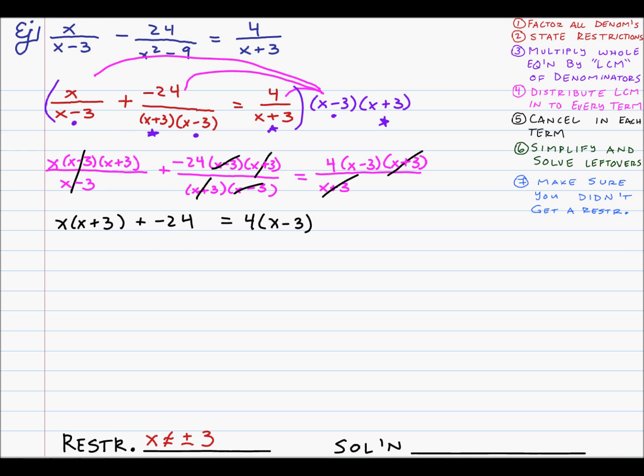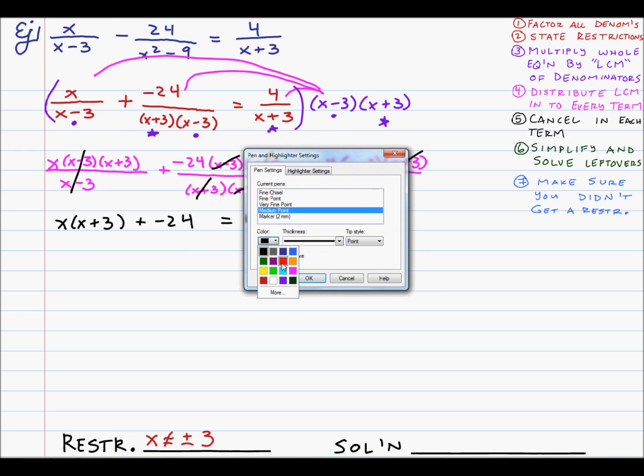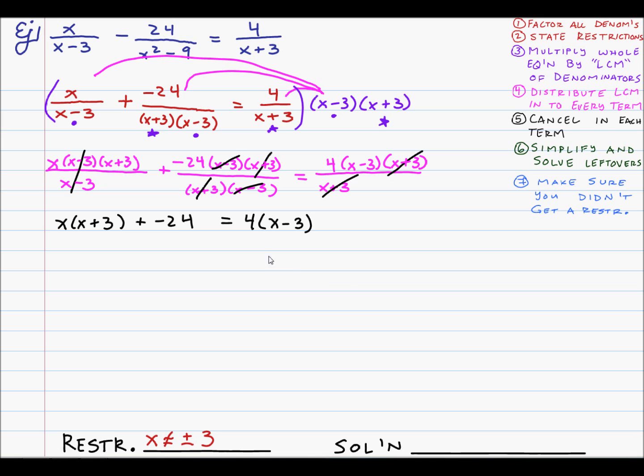There's our equation. This is the guy that we need to simplify and play with. It's just going to be a little more involved than some of our other ones. So if I start looking at what I can do, got some distributing to do. Going to get x times x is x squared plus 3x minus 24 equals 4x minus 12.